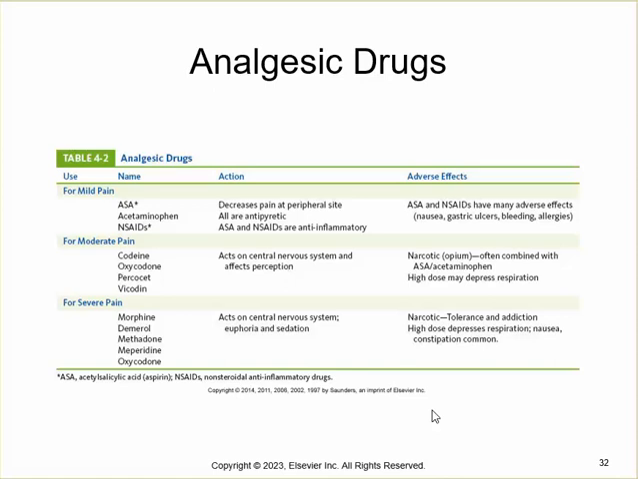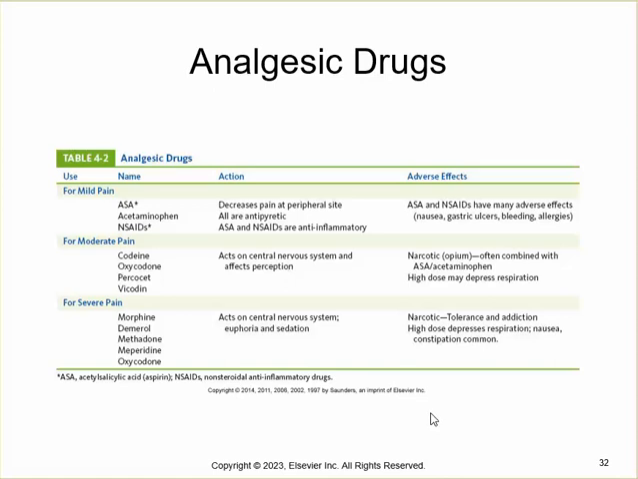Moderate pain would be like Vicodin and codeine, oxycodone, Percocets. They work on the perception of pain. So they're involved with that gate control, the enkephalins. So oftentimes we do codeine and acetaminophen together, those sorts of things. So Tylenol 3s are used in moderate pain.